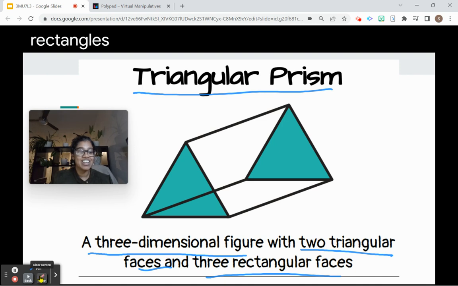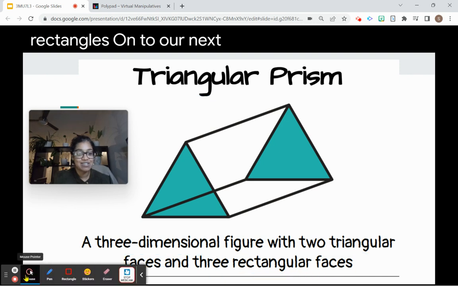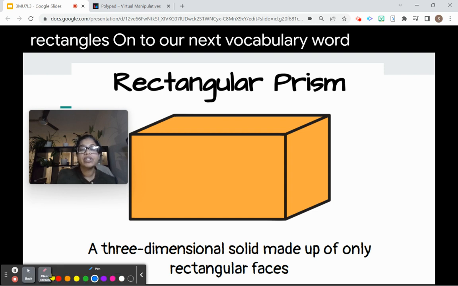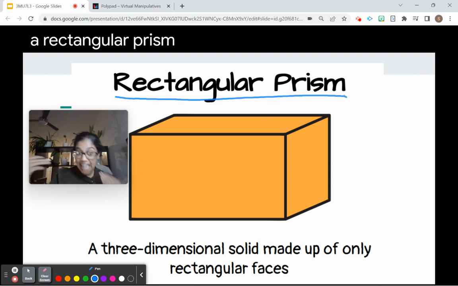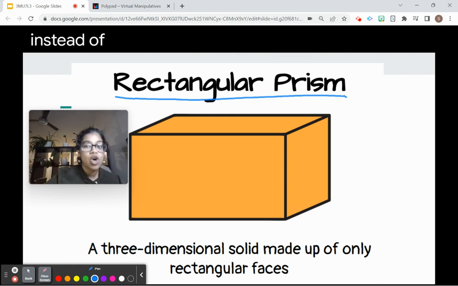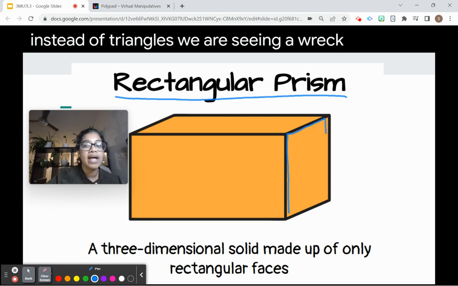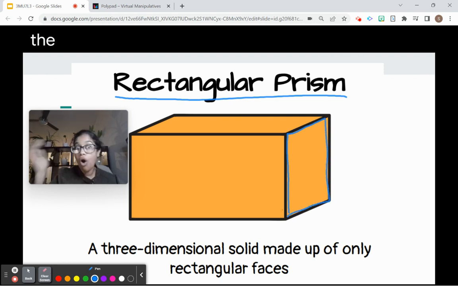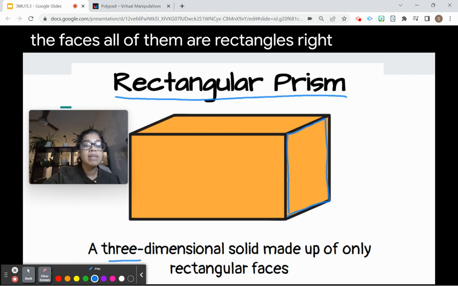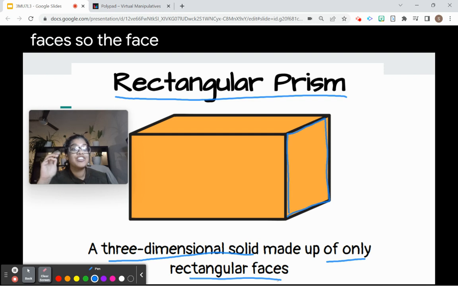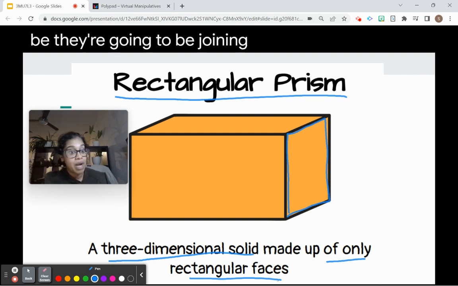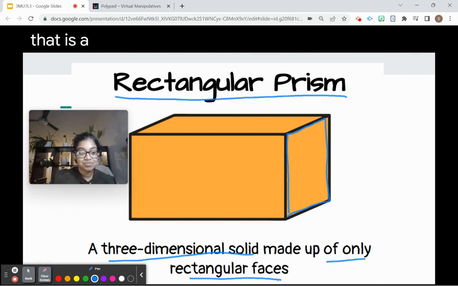Let's go on to our next vocabulary word. Now, we're going to go into a rectangular prism. What is a rectangular prism? It's like a triangular prism, but instead of triangles, we're seeing rectangles on the faces. All of them are rectangles. It's a three-dimensional solid made up of only rectangular faces. There are going to be two congruent rectangular faces, and then they're joined together by rectangles. That is a prism.